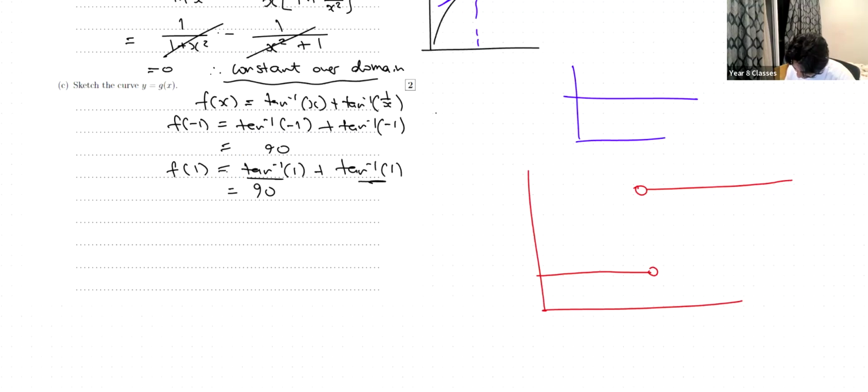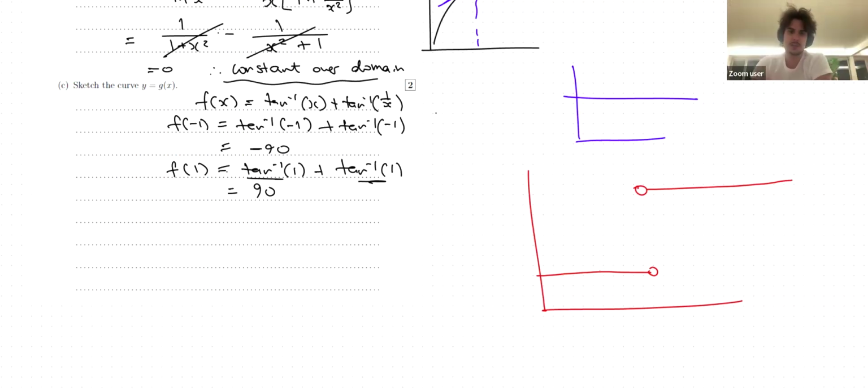Actually, yeah, this g of x actually isn't constant over its domain, funnily enough. Yeah, that's interesting. I don't think it is. Yeah, it isn't, because this is -90. Okay, yeah. So actually that question's flawed.